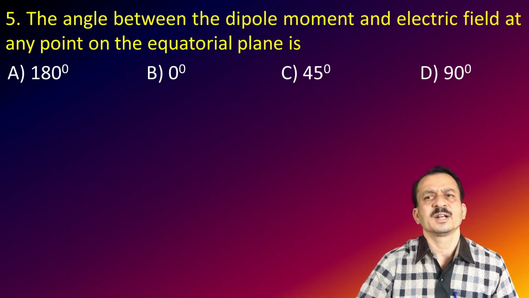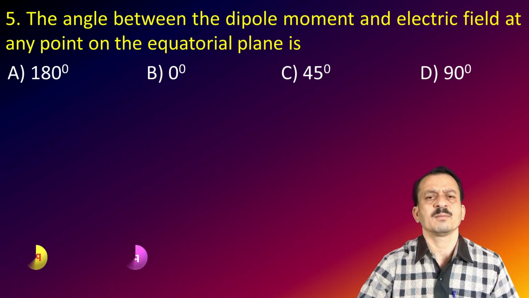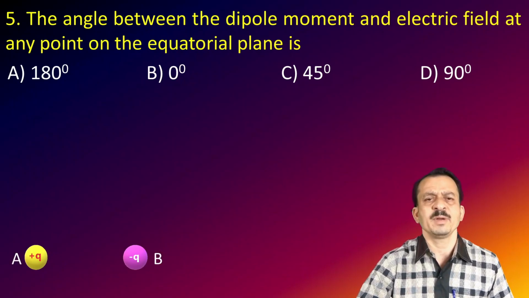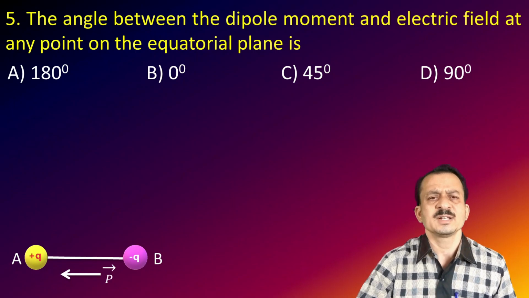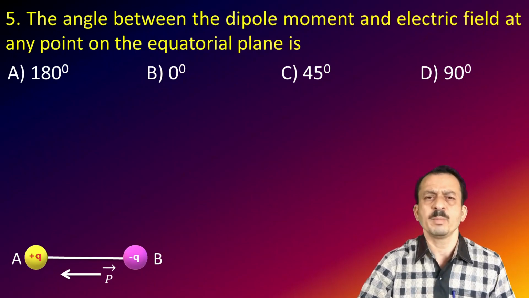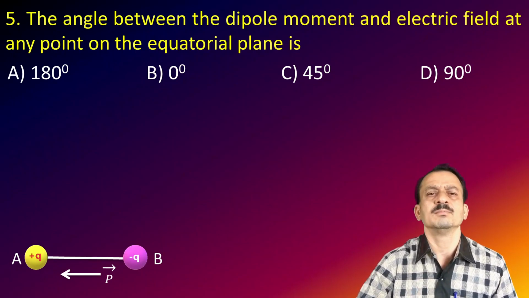Now here, the dipole moment and the electric field at any point along the equatorial plane. Let me show it by this simple diagram. We have a dipole, one is plus q charge and another one is minus q charge. They are at positions A and B, separated by a certain distance, that is 2a. Now the dipole moment is as shown in the diagram, from the negative charge towards the positive charge. The direction of the dipole moment is from B to A as shown in the diagram.